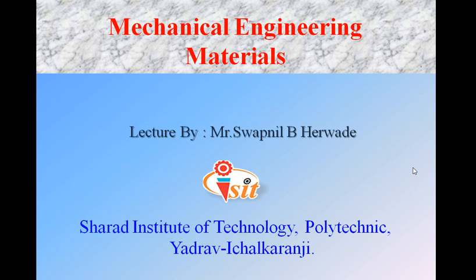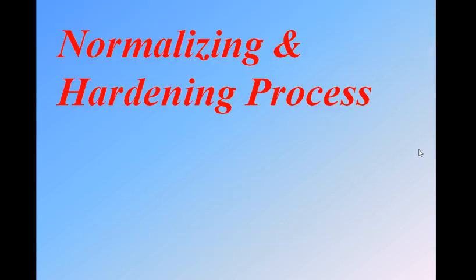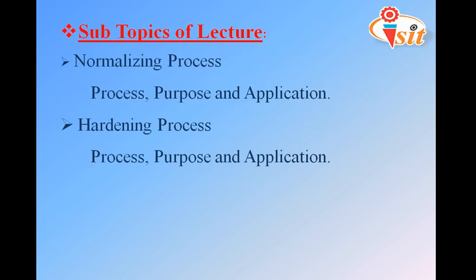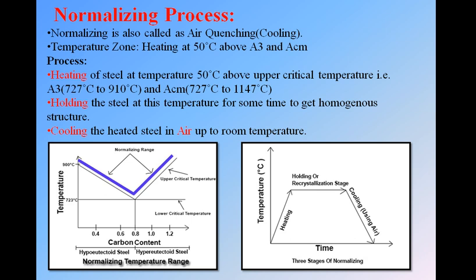So in this lecture we are going to deal with two things, that is normalizing process and hardening process. The subtopics of the lecture are: first, normalizing process. In that we are going to see three things, that is process, purpose and application. And second, hardening process. In that again we have three things, that is its own process, purpose and application. So this will be our overview of this lecture. We will start with the normalizing process.